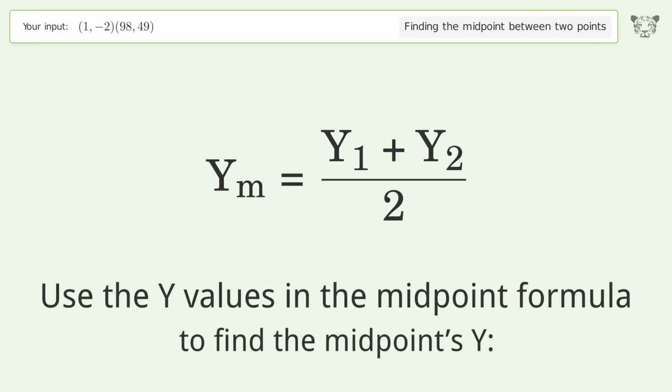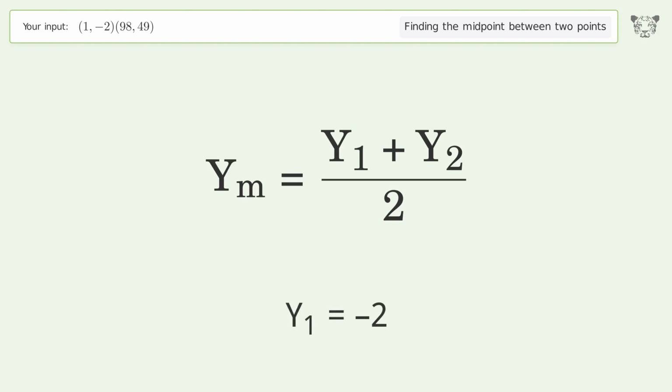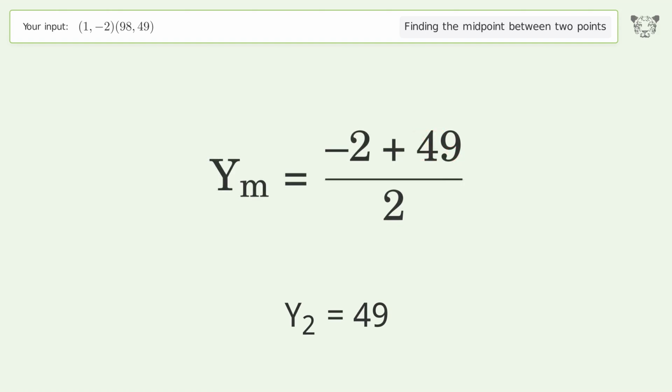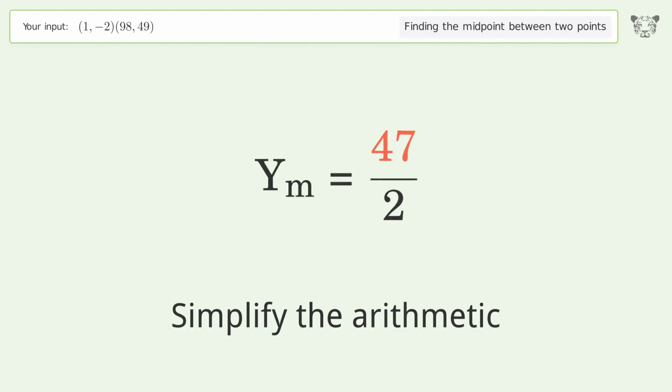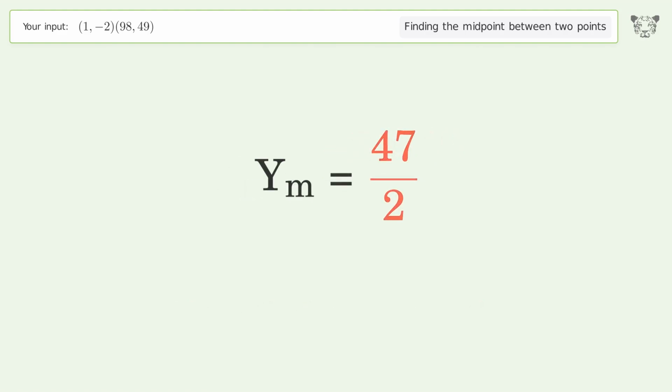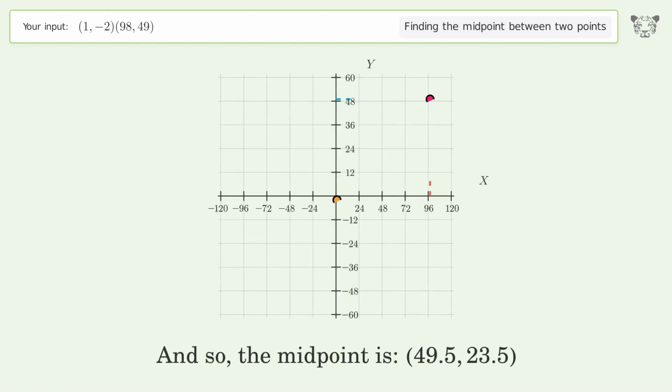Use the y values in the midpoint formula to find the midpoint's y. y1 equals -2. y2 equals 49. Simplify the arithmetic. And so, the midpoint is 49.5, 23.5.